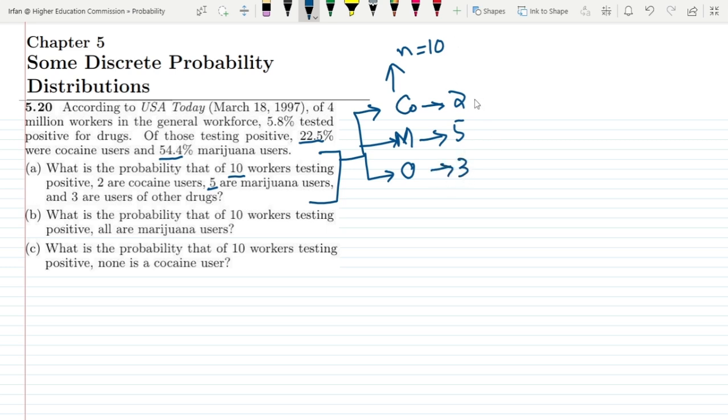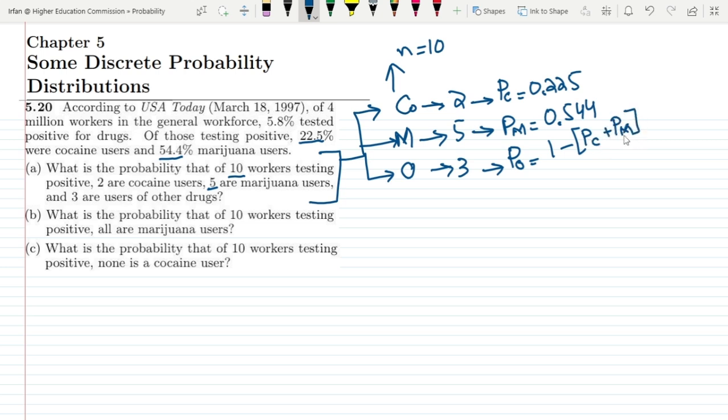Okay, out of these, what are basically the probabilities for them? Let me represent it with P of C, and this is what is given here, 22.5%, which is 0.225. Okay, the probability of marijuana users is 0.544. Okay, and the remaining one is for O, so the other ones. So here it will be 1 minus P of C plus P of M. Okay, what would it be?